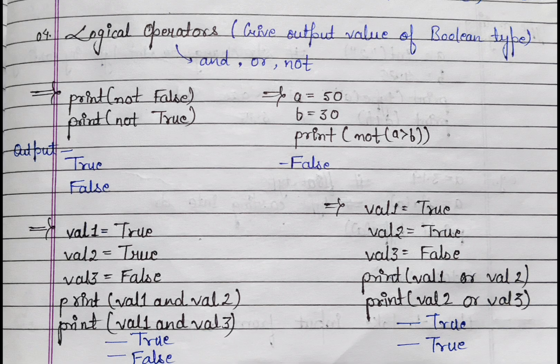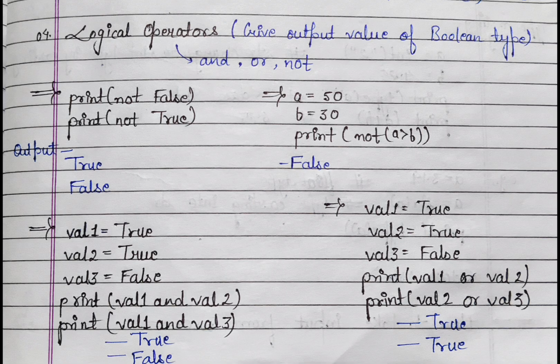The next example is the variable a which contains 50 and the variable b which contains 30. And the next line is saying print and in parenthesis not, and in brackets after not it is written that a is greater than b. So first we have to solve the smallest bracket which is a relational operation. So you have to check whether a is greater than b or not.